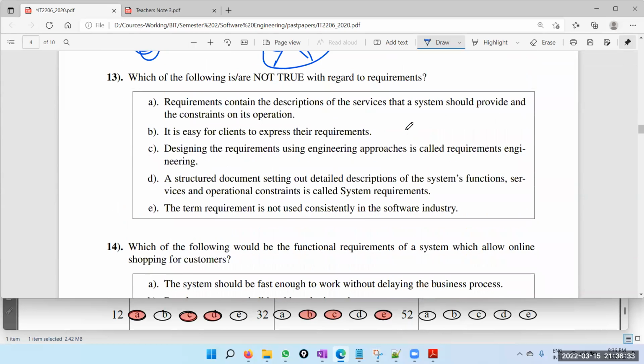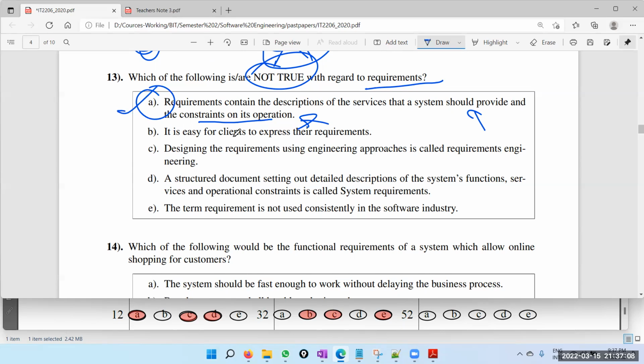13. Which of the following is not true with regard to requirements? Requirements contain the descriptions of the services that a system should provide and the constraints on its operation. So that is correct, right? What the system should provide are the functional requirements. Constraints on its operations are the non-functional requirements. So the functional and non-functional requirements are the requirements. Correct.